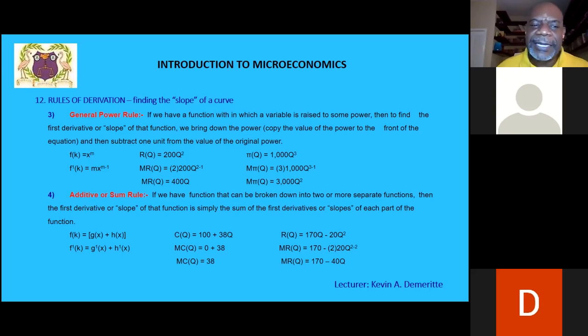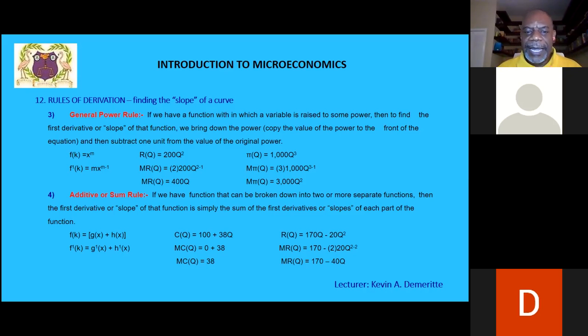Hold on to that thought a second, and let's just touch on that 4th rule before we go back and look at our real-world examples. The 4th rule is the additive sum rule, and all the additive sum rule says is that if you have a function with multiple parts, a function that can be broken down into 2 or more separate functions, then you deal with each part separately. So the slope of that whole function is the slope of each one of those individual functions.